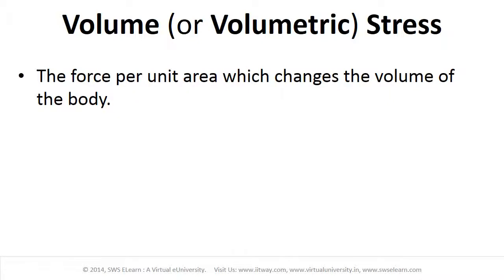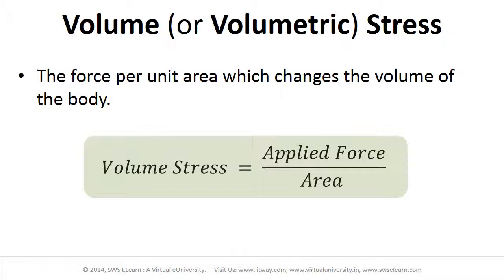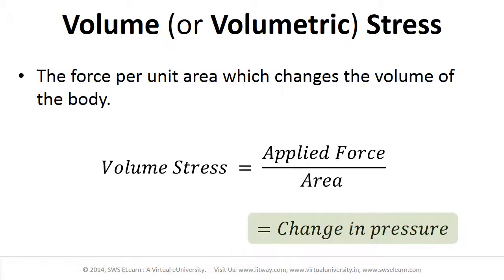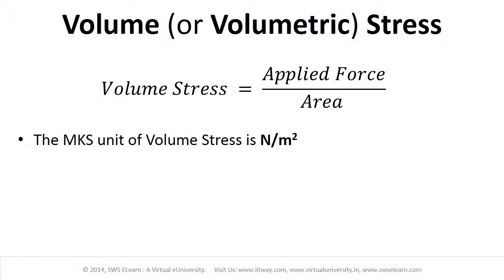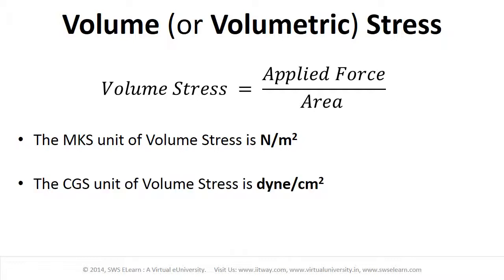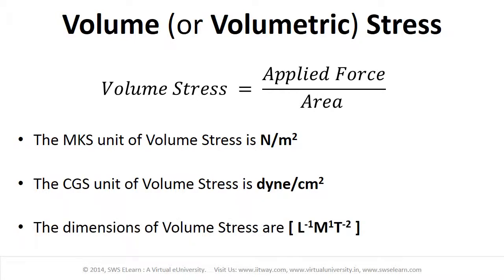In the equation form, it is written as volume stress equal to applied force upon area, that is change in pressure. The MKS unit of volume stress is Newton per meter square. A CGS unit is Dyn per centimeter square. The dimensions of volume stress are L raised to minus 1 into M raised to 1 into T raised to minus 2.